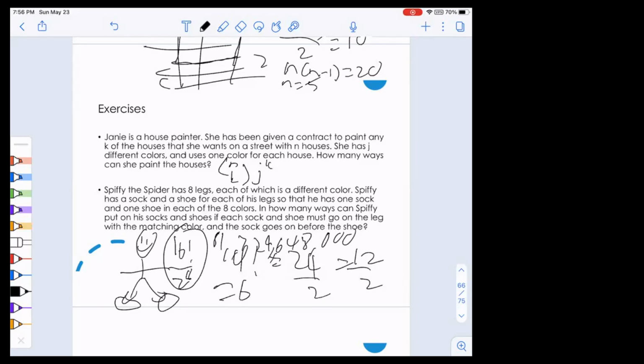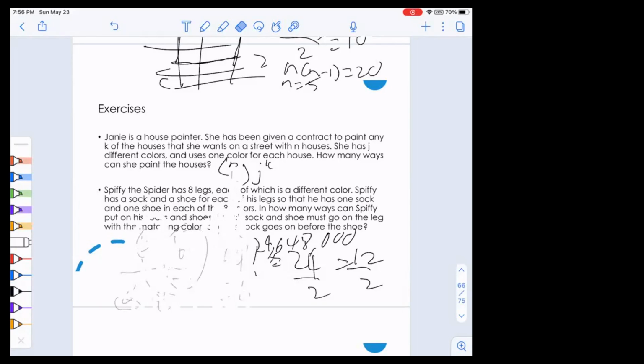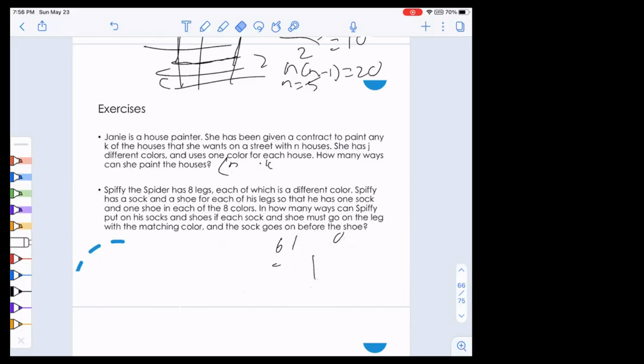But basically what this problem is telling you is that if you have a really hard problem, you can do an easier version of that problem and then solve it like that. Use the same method on the harder problem. He has to put the sock on before the shoe, so that takes out a lot of the ways you can do it.